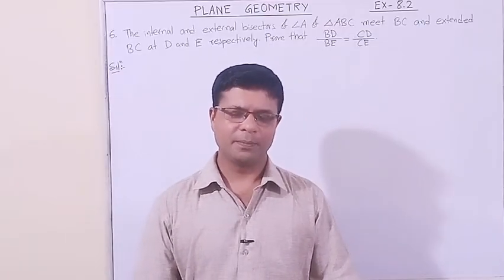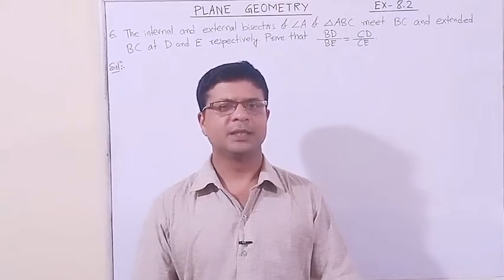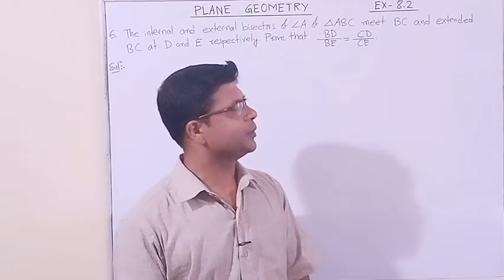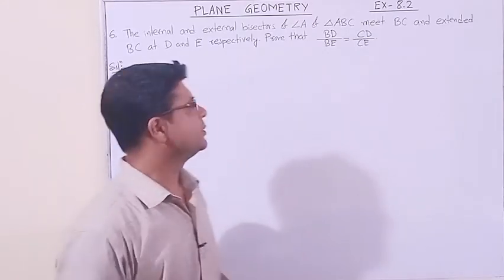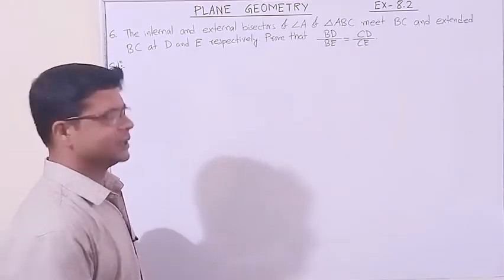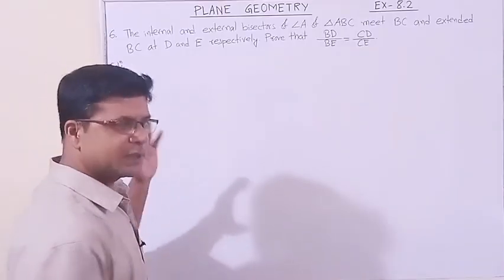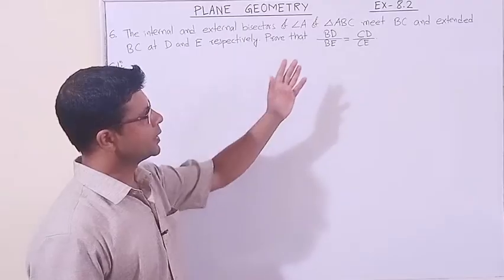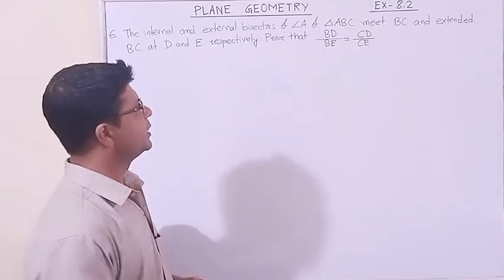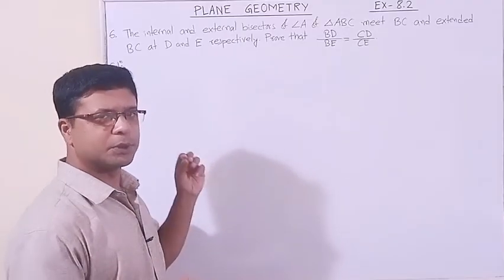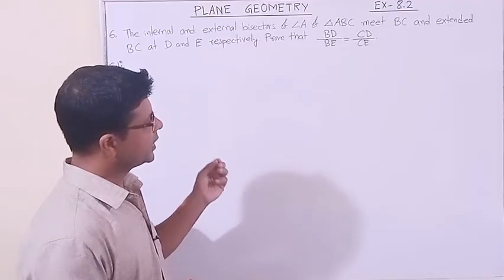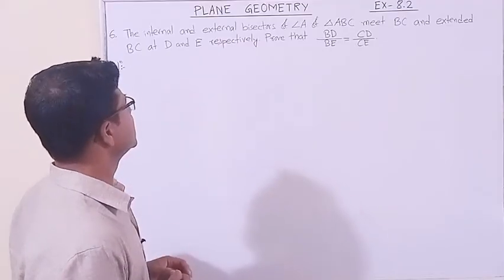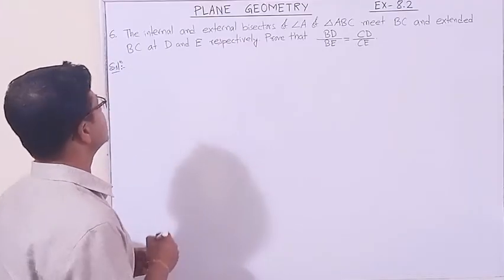We are in the chapter plane geometry and this is the second part of exercise 8.2. Here we have started with question number 6. In the first part of exercise 8.2 we have done one theorem as well as question number 1 to 5. And in the second part we will start from question number 6. Let us read the question.